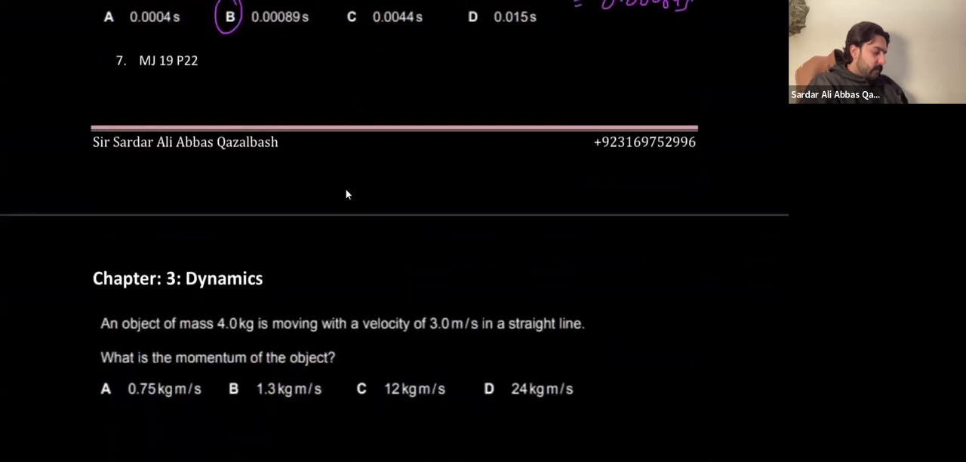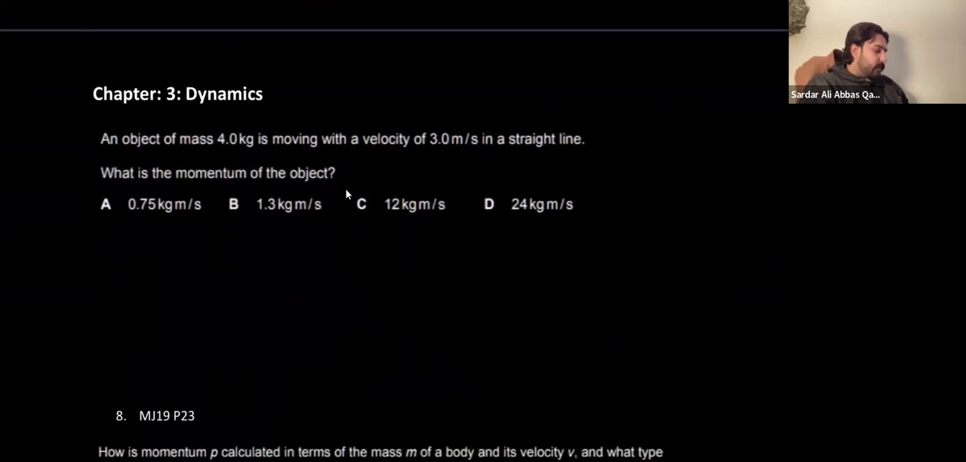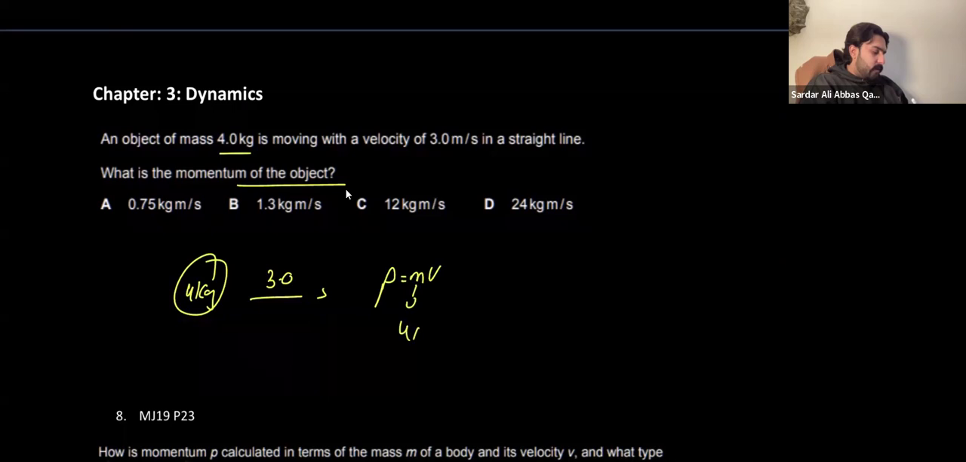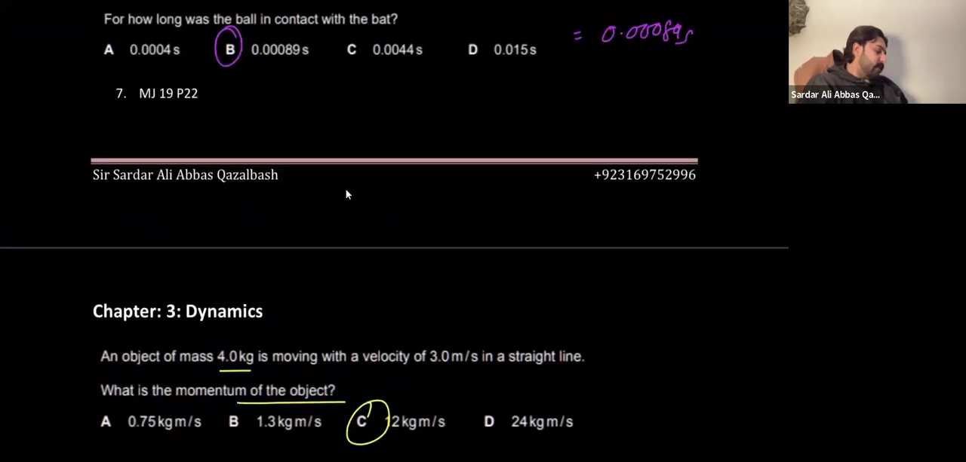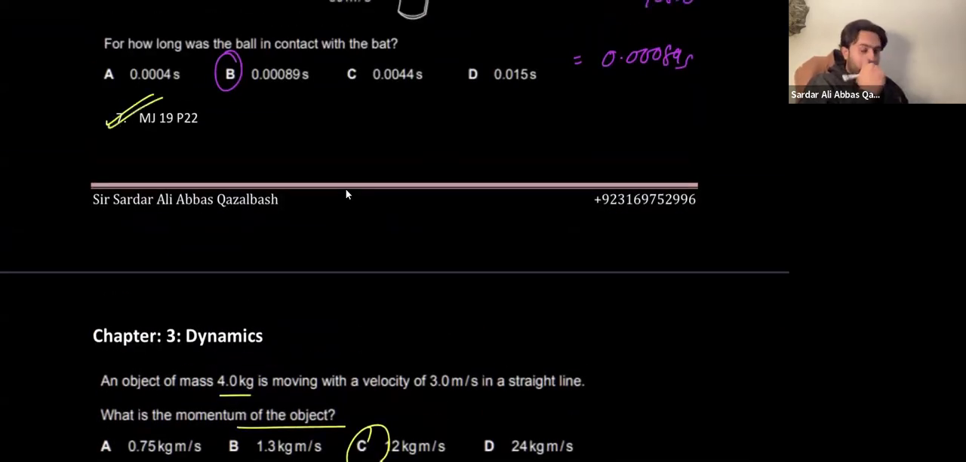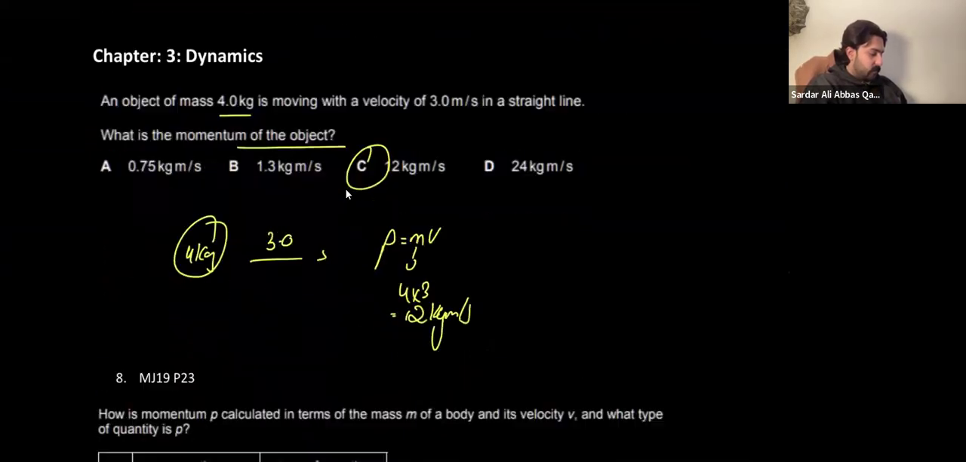Question number 7. An object of mass 4 kilograms is moving with a velocity of 3 meters per second in a straight line. What is the momentum of the object? So momentum is equal to mv, which is 4 into 3. This was very simple, 12 kilogram meters per second. Sometimes an easy question also comes, not all questions are difficult, of course.